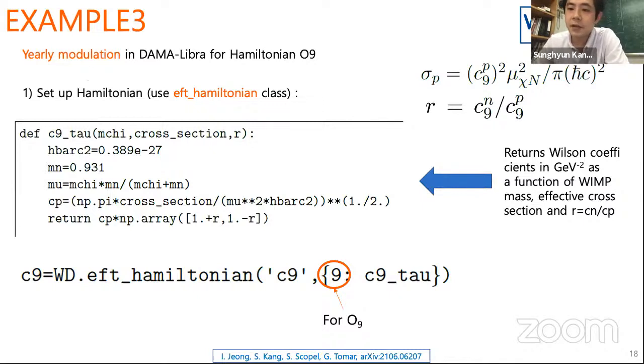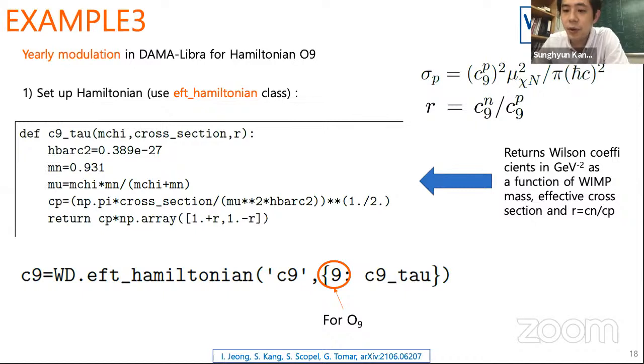And one of the main features of the DAMA experiment is that yearly modulation is considered. WimPyDD can calculate this too, for instance, with Hamiltonian 09. As I mentioned, the EFT Hamiltonian class needs the Wilson coefficient as a function. So we need to define it first in this way. It returns two couplings, C90 and C91, calculated in terms of three parameters: WIMP mass m chi, and sigma p, and the ratio are defined like here.